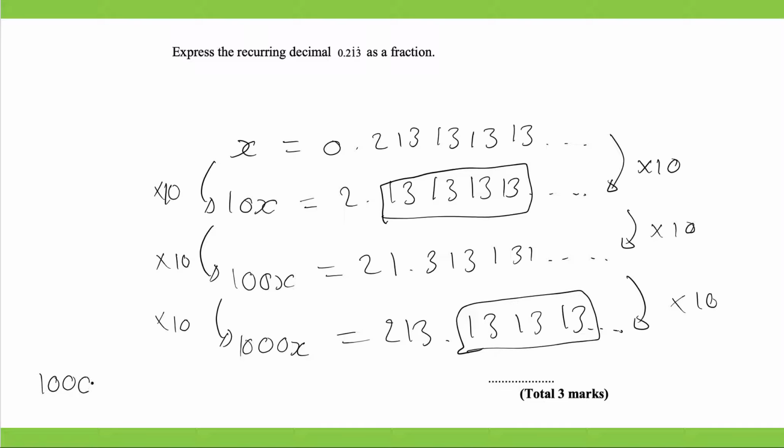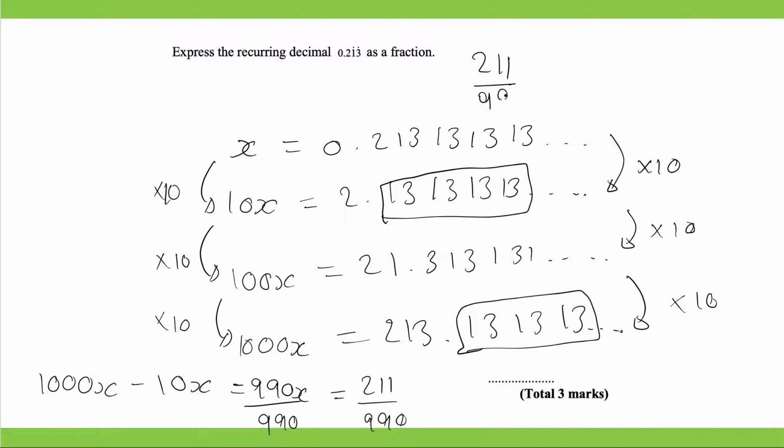This would get you 990x. So that's step 1 done. Now we can do 213.13 recurring, subtract 2.13 recurring. That will get us 211 by itself. Now we have 990x. We need to get x by itself, so we divide by 990, and we also divide this by 990. So we have 211 over 990.